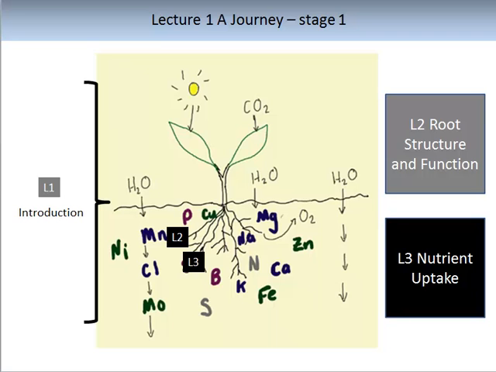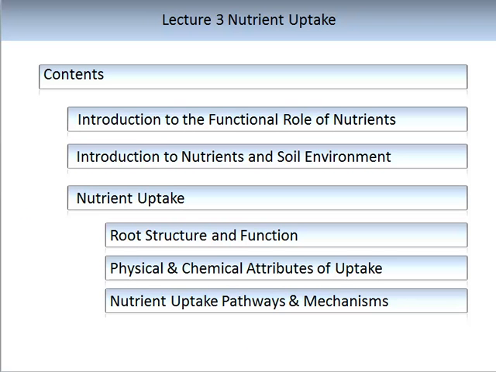When you are considering nutrient uptake, you need to be mindful that this is in the root environment. So some of the concepts that we touched on in Lecture 2 in the root structure and function will be relevant here too. In this lecture we will be looking at the functional role of nutrients. I will be giving you an introduction to nutrients in the soil environment. We will then be looking at some specific aspects of nutrient uptake. This will include root structure and function, physical and chemical attributes of uptake, and finally nutrient uptake pathways and associated mechanisms.